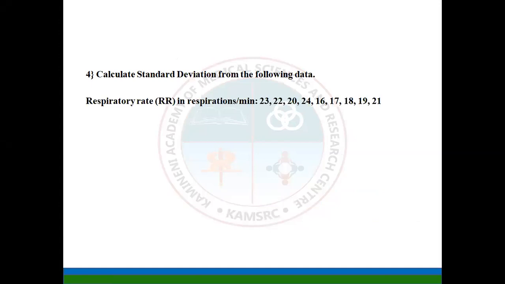So the data they have given here is respiratory rate in respirations per minute. Those are 23, 22, 20, 24, 16, 17, 18, 19, and 21. These are 9 variables they have given. So by this data, you need to calculate the SD. First, we should know the mean. Then we will be knowing the standard deviation.